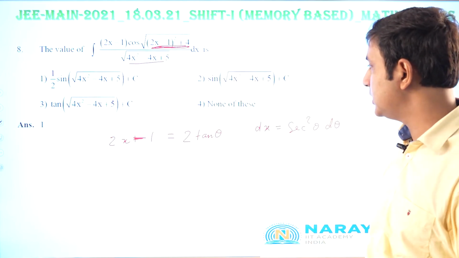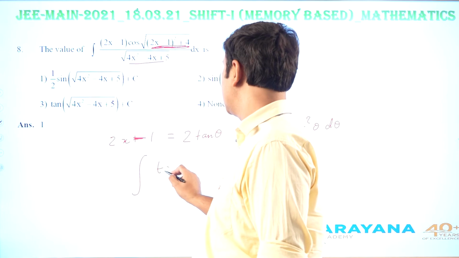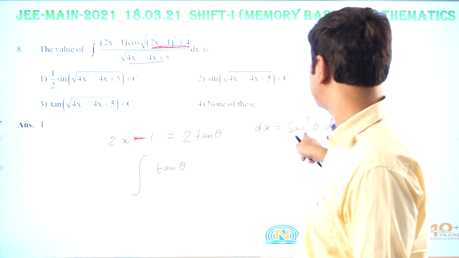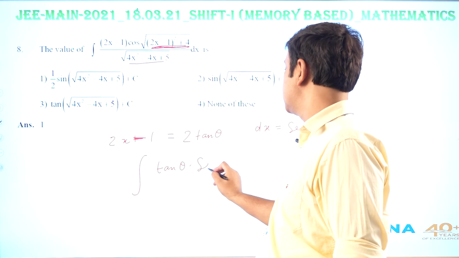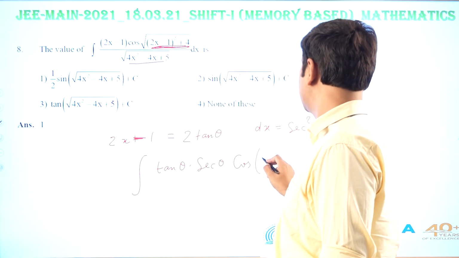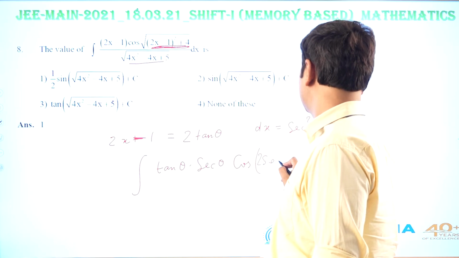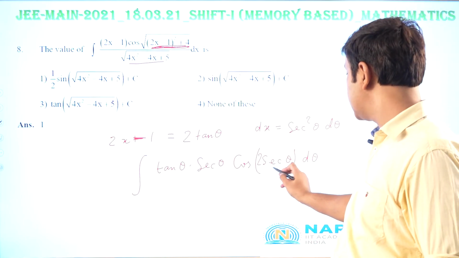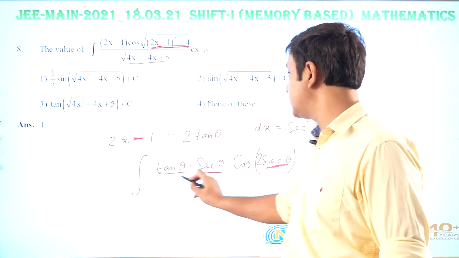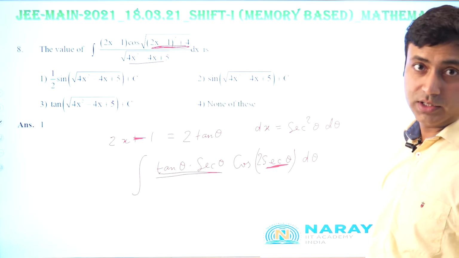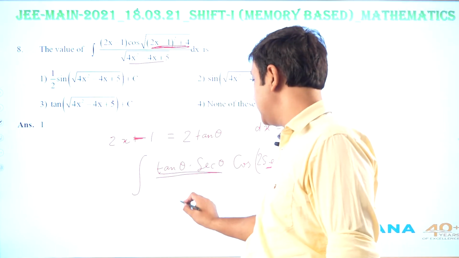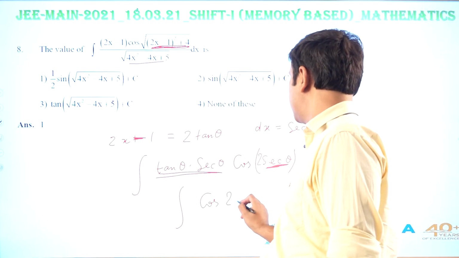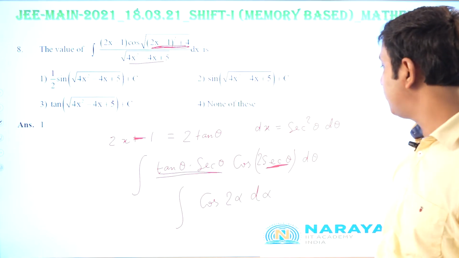Converting the complete integral into theta, we will get integration of tan theta. 2 tan theta and 2 secant theta, 2 will cancel. And secant theta and secant square theta, because of dx, again secant theta, then cos of 2 secant theta d theta. Now we know, if we take secant theta as something, tan theta into secant theta into d theta is the differentiation of that quantity. So this actually is simply integration of cos of 2 alpha d alpha, where alpha, I have taken as secant theta.